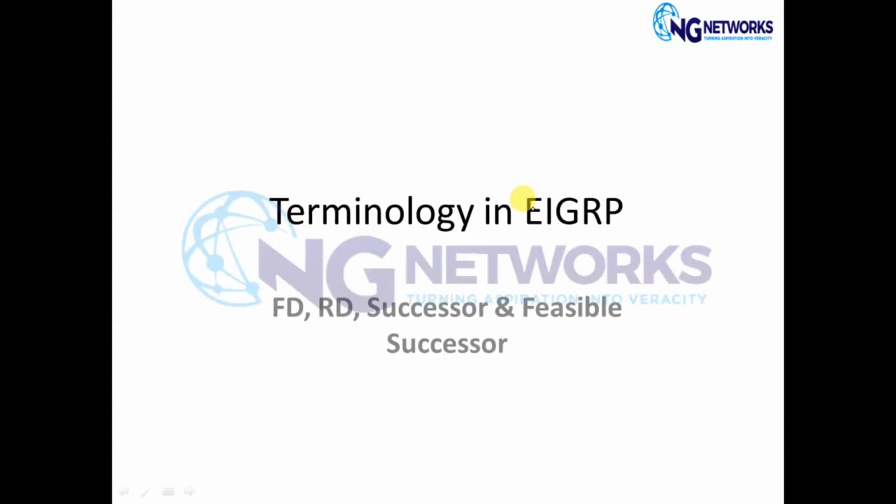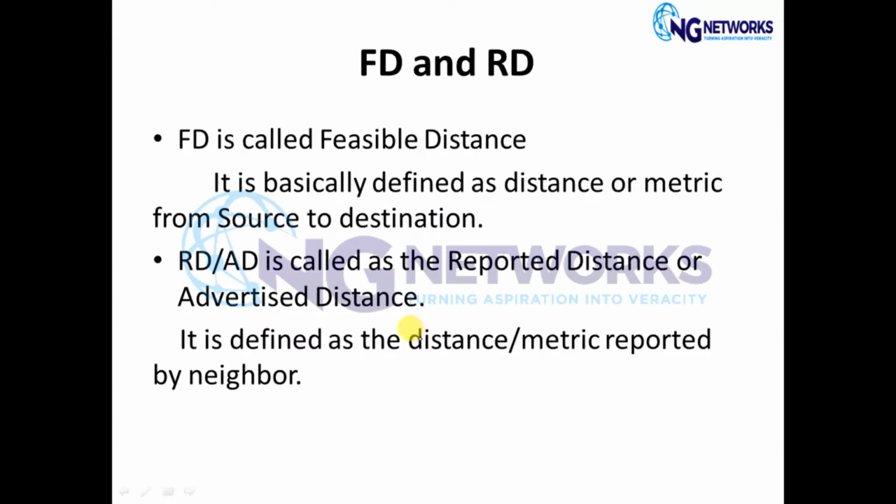Hi guys, in this video we are going to talk about the terminologies which are used in EIGRP. These are the terms which are used in EIGRP: FD, RD, successor and feasible successor. So let's understand the meaning of each and every term. Let's start with FD and RD.